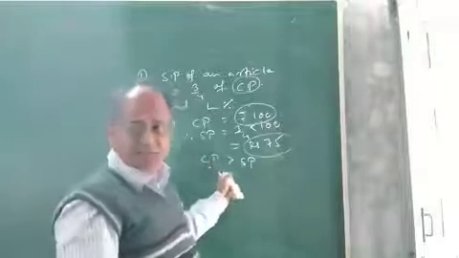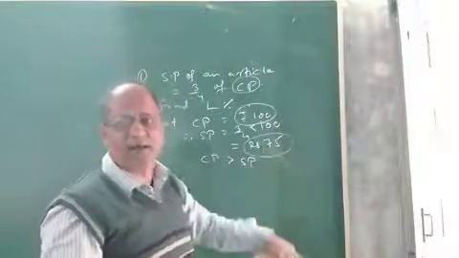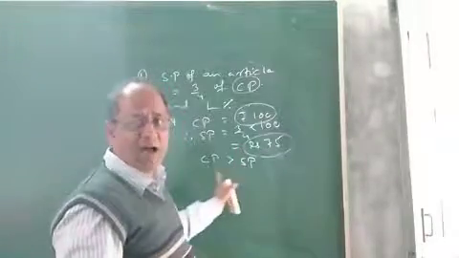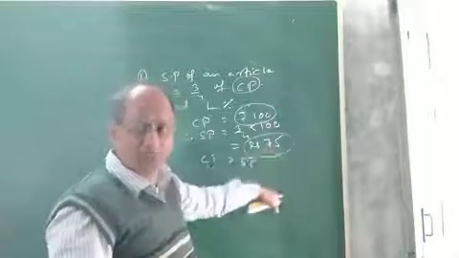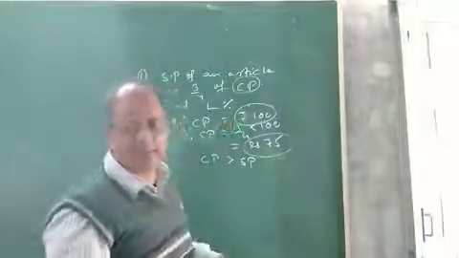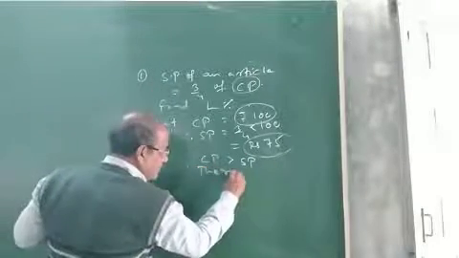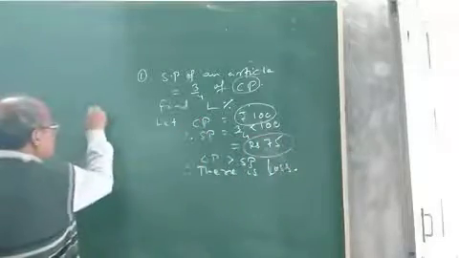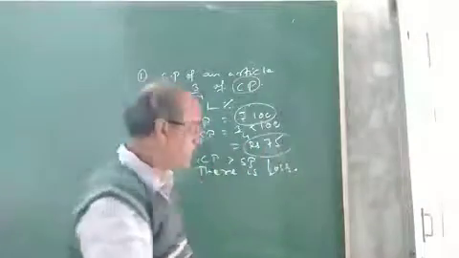And we know that in a transaction, when the cost price is greater than the selling price, there is always what? Loss. So as in this particular case the cost price is greater than the selling price, no doubt there will be loss in selling the article. And what will be the loss? First you find out the loss, because without finding the loss, we cannot find the loss percent.